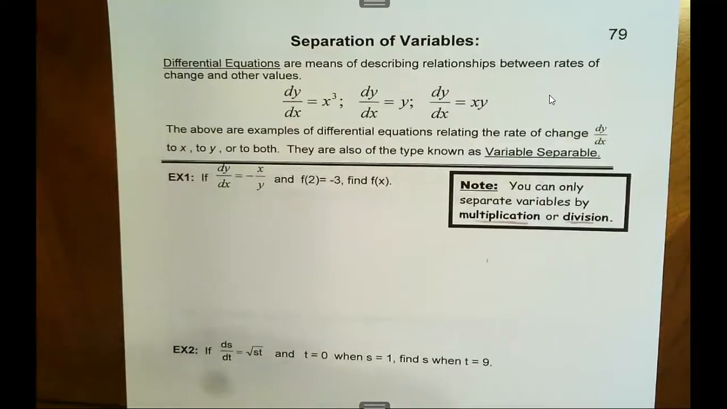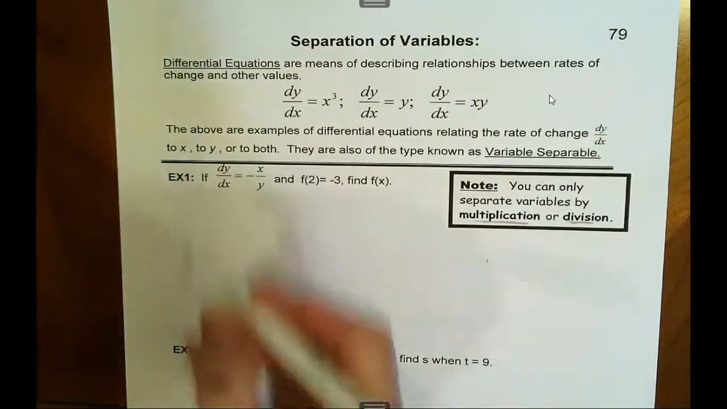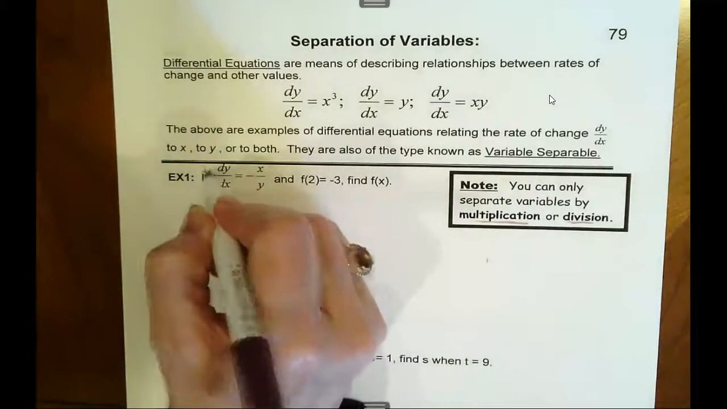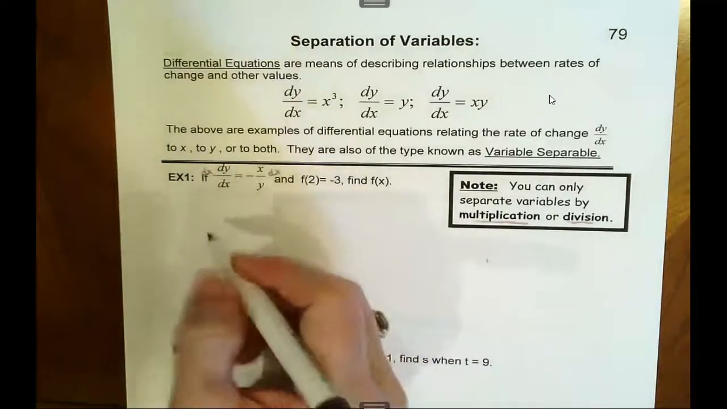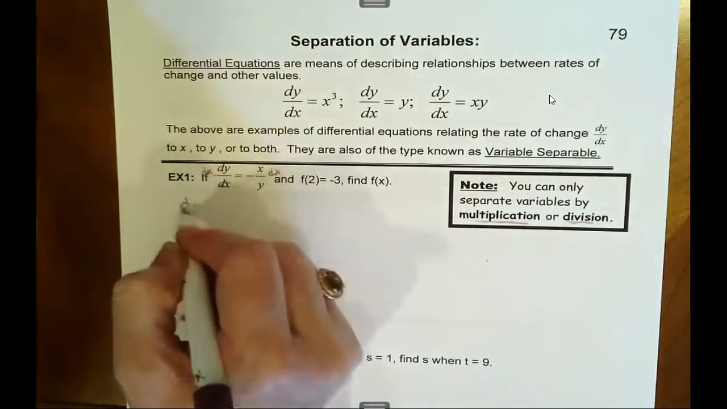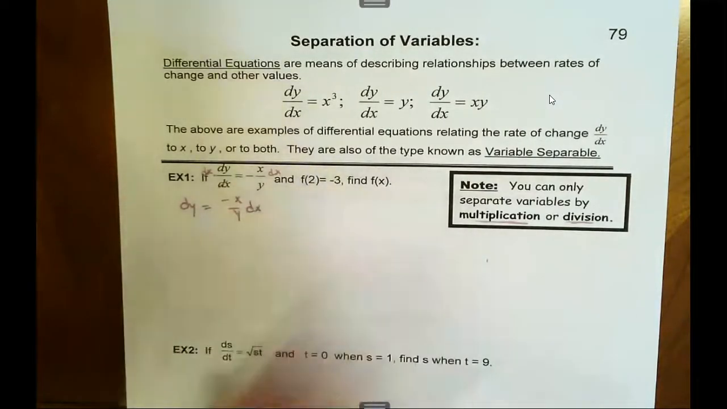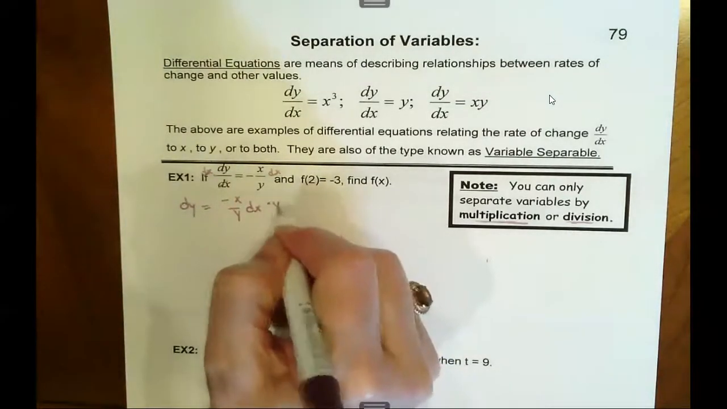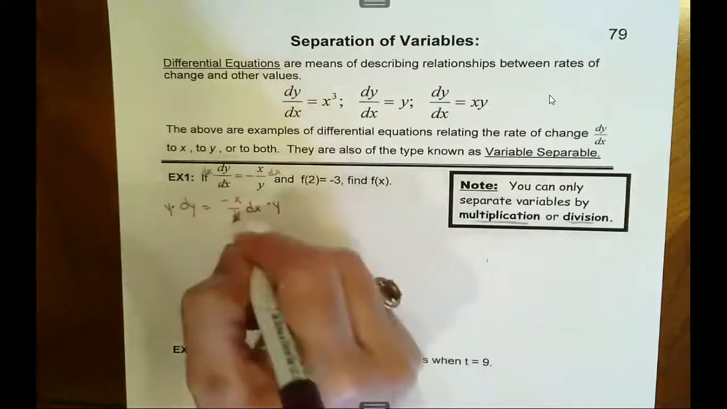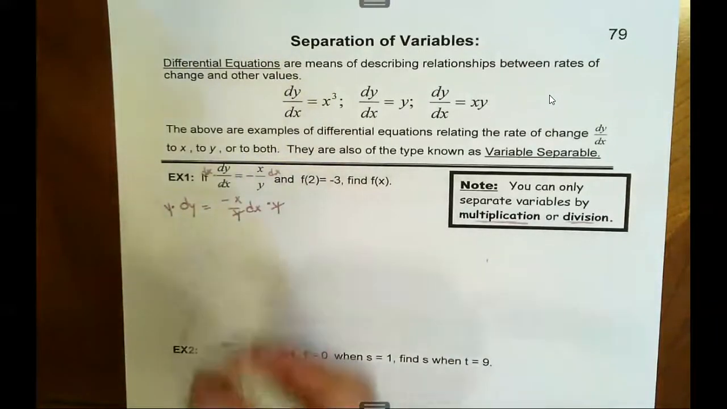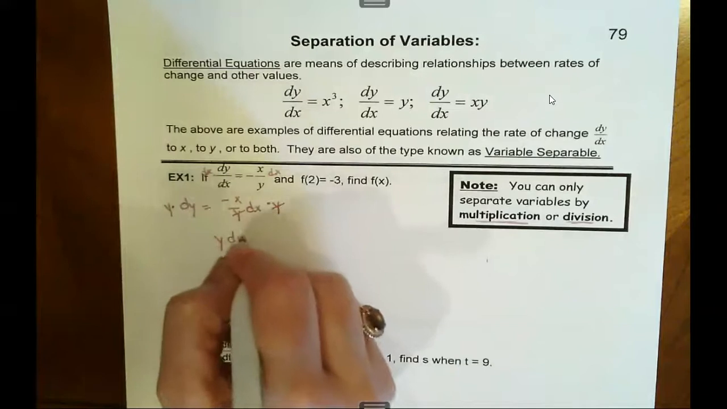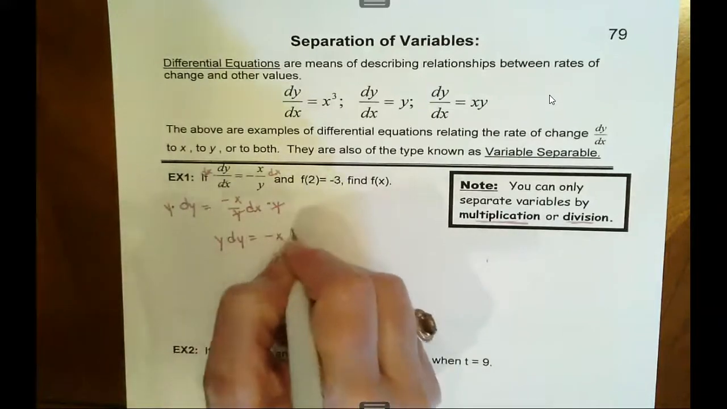All right, so like the example that we did in note 78, the first thing I'm going to do here is multiply by dx. So I get dy equals negative x over y dx. But I still need to get rid of that y, so now I'm going to multiply both sides by y. That will get rid of that. So I have y dy equals negative x dx.